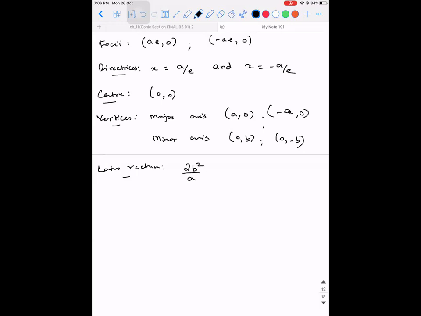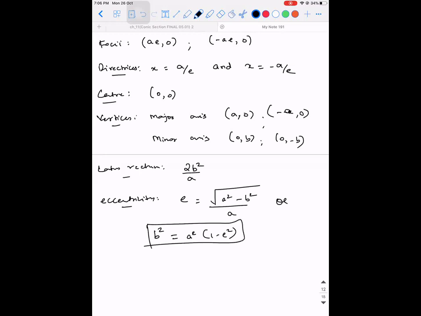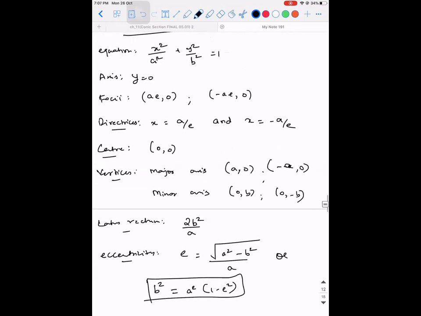2b square by a. Okay, there is something else I forgot, that is eccentricity. So what is eccentricity? e is equal to root of a square minus b square divided by a, or you can also remember b square is equal to a square into 1 minus e square. Am I clear? So if you have a question in this exercise, they will ask you all these points.